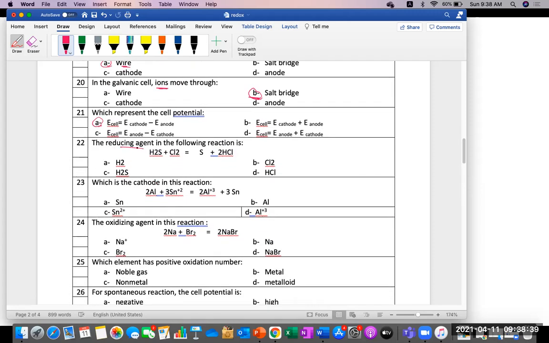The reducing agent here means the substance that will be oxidized. So we need to check which one will be oxidized, meaning which one's oxidation number will be increased. So we need to check the oxidation number for each one. For hydrogen, it will be +1. If we calculate it for sulfur, it will be -2. For chlorine, it will be 0. Sulfur, as an element, will be 0. Hydrogen will be the same, +1. Chlorine will be -1. So the one whose oxidation number is increased is S. S was -2, now converted to 0, which means the oxidation number increased. So this one is oxidized, so this one is the reducing agent.